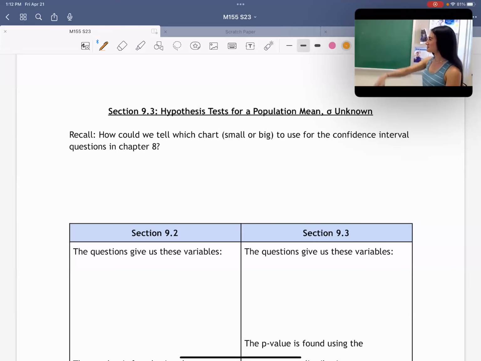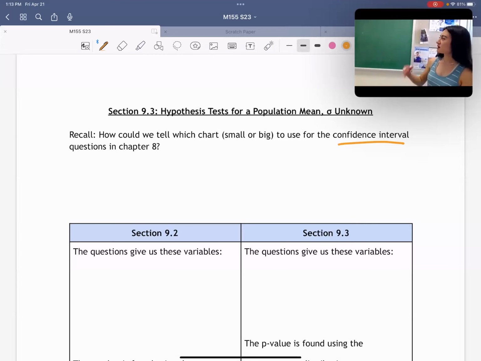Okay, start a new section. We're starting section 9.3. We're still going to talk about hypothesis testing. So same sort of idea, but we're going to be working on questions that are slightly different than the questions that we saw on Wednesday or Monday. To give you an idea of how these questions are different, let's go back to the idea of confidence intervals, like what we did way back, maybe a week and a half ago.